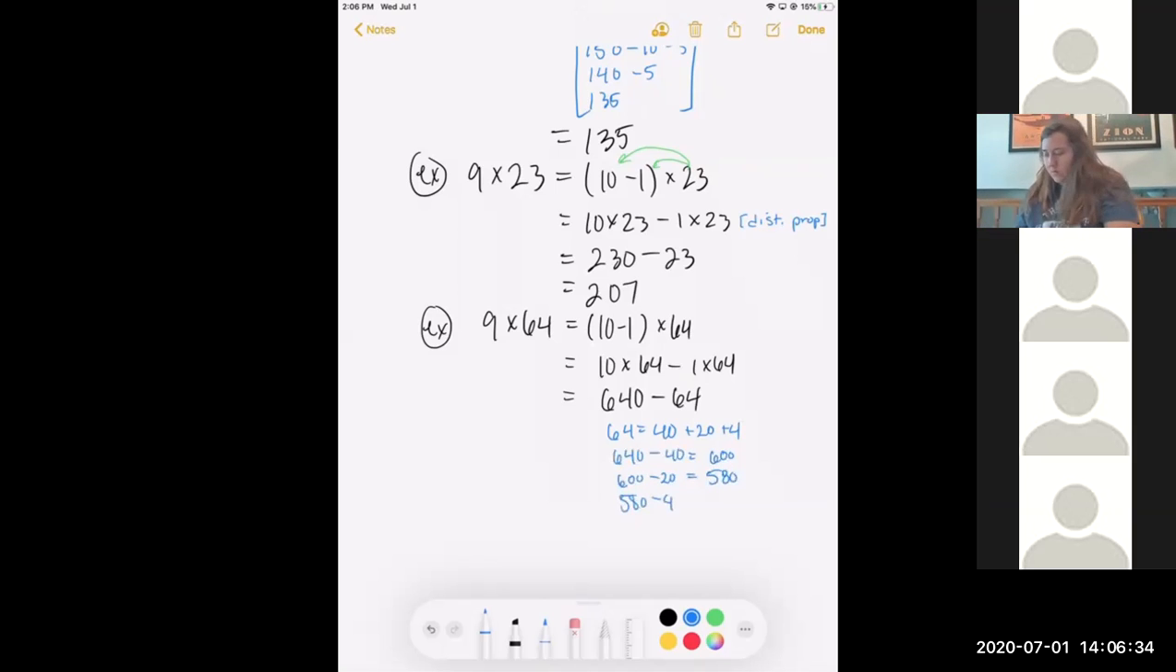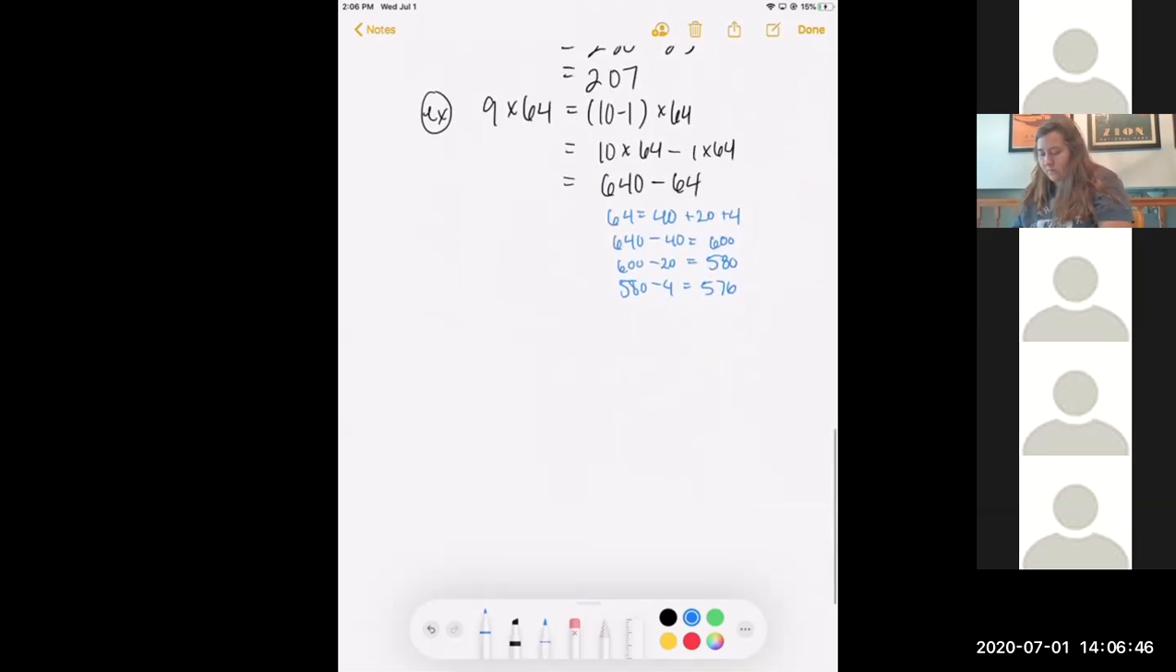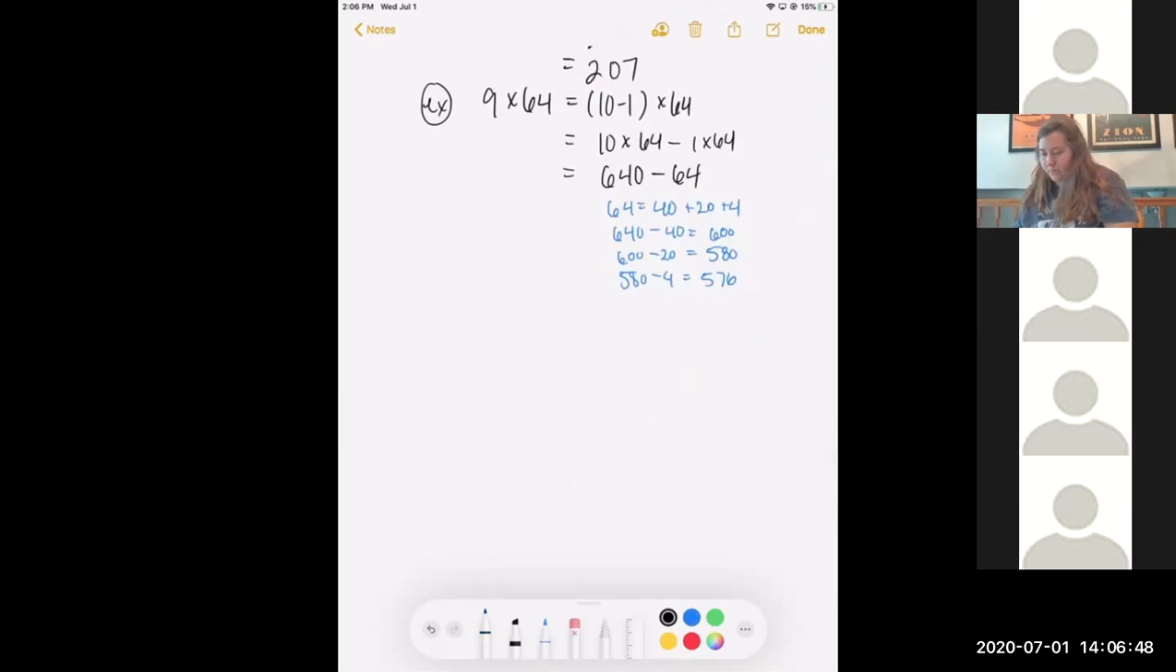580 subtract 4 is equal to 576. It's a few more steps, but that's just how it made sense in my head so that I didn't get any tens places mixed up. Now, that's okay that it's a few more steps.